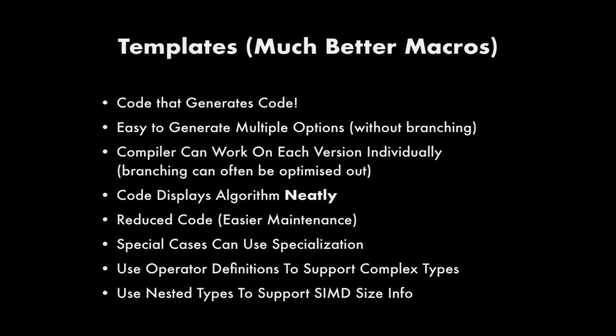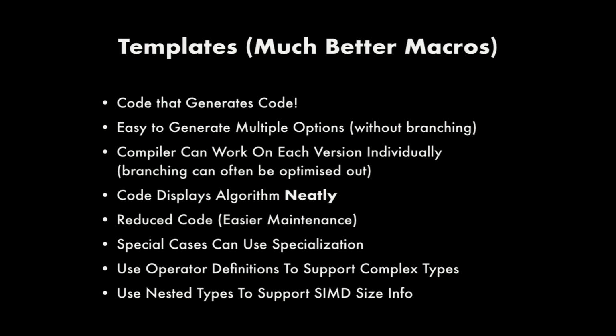And the compiler can help us out. We get a neat display of what the algorithm is doing, and we get reduced code, much easier to maintain. If we've got really special cases that are different from some of the others, we've got this thing called template specialization, where we can make a special version of a function or a class in C++ that works a certain way, whilst keeping the code looking the same. We'll look at maybe an example of specialization in a bit.